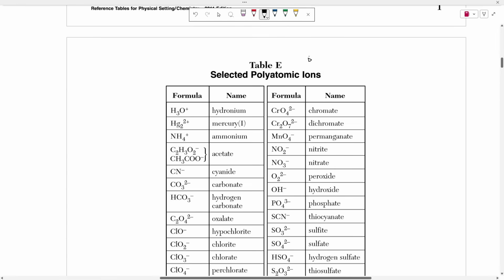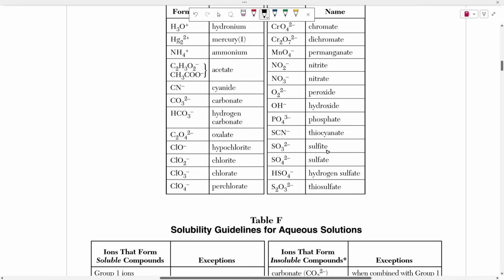What does polyatomic ion mean? Well, poly means many and atomic means atoms. So a polyatomic ion is just multiple atoms combined that has a charge, right? An ion is something with a charge. So in this case, an SO4 is what we call a sulfate because it's a sulfur combined with four oxygens, right? That's multiple atoms that has a charge on it.